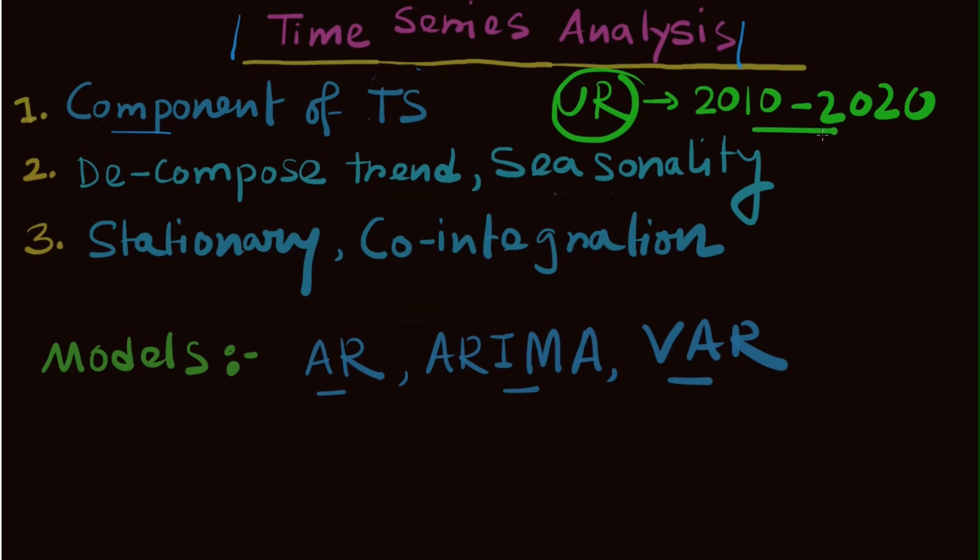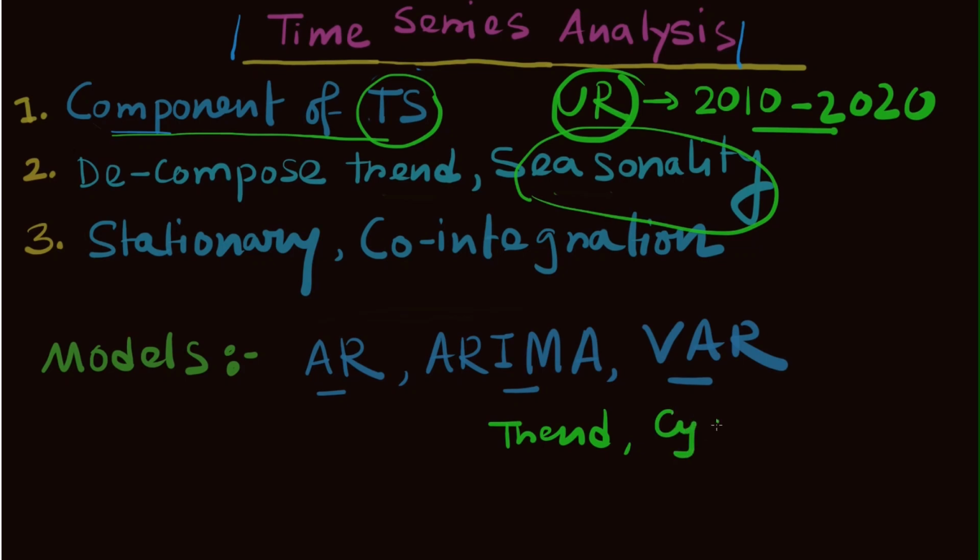I mean the changes, the ups and downs, and what the different factors are that are related to the unemployment rate analysis. So here we are discussing the components of time series analysis. TS stands for time series. So what are the components of time series? Usually in time series we have three components. One component is called the trend, then we have seasonality, and finally we have the cycle, or we can also say the error term. So these three components are very important in time series analysis.